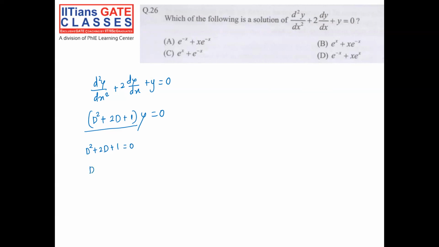So this is (D plus 1) whole square, correct? (D plus 1) whole square is D square plus 1 square plus 2 times D into 1. So this is equal to 0. So if you solve this, you will get D is equal to minus 1, comma, minus 1. So here we got real and repeated roots.